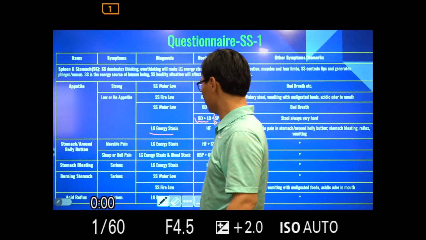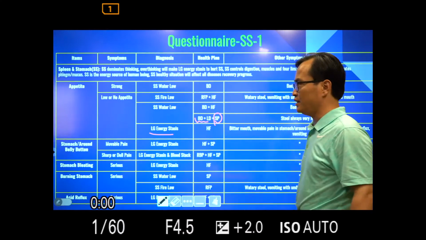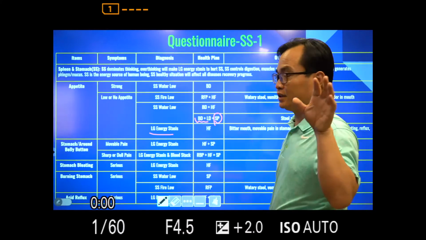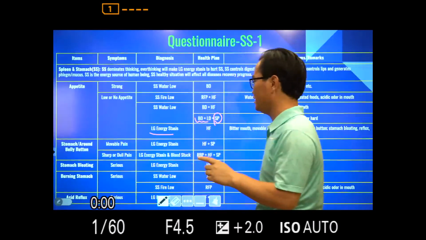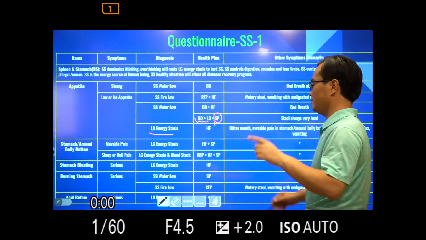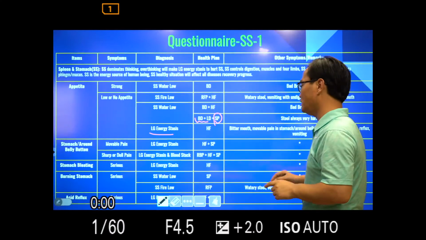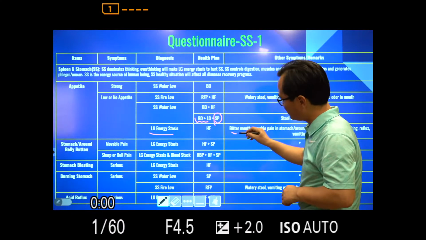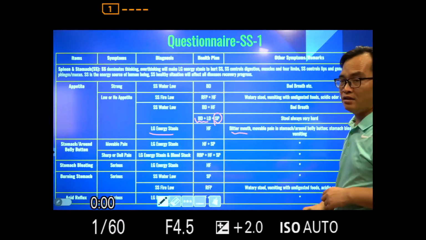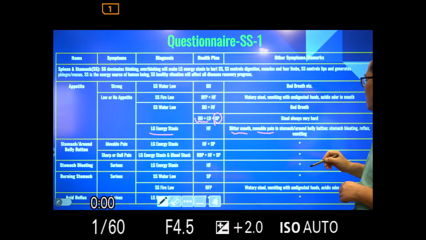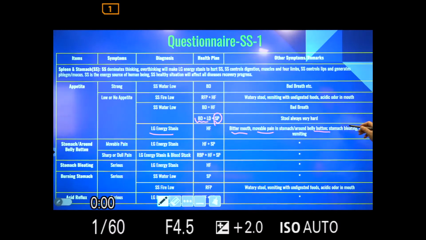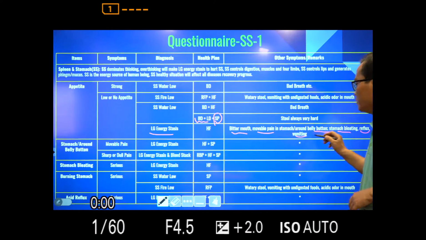The third kind of situation is if the people have no appetite, and it is from allergy interstices. If we want to confirm that, we need to see other symptoms, such as whether the people have a bitter mouth, mobile pain in the stomach or the belly button, stomach bloating, reflux or vomiting.